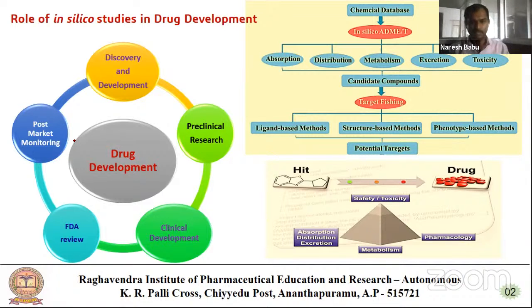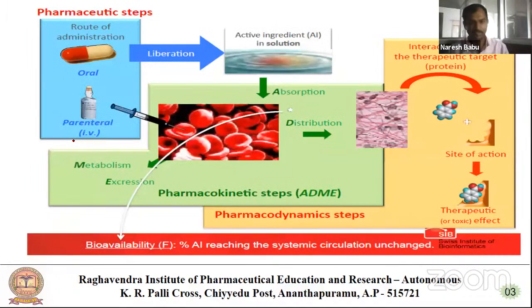This image is taken from the Swiss Institute of Bioinformatics. This picture indicates the interrelationship between the pharmacokinetic and pharmacodynamic steps. As we know, pharmacokinetics is nothing but what the body does to the drug. You can see the clear picture given here: absorption, distribution, metabolism, excretion. All of this comes under the pharmacokinetic steps.